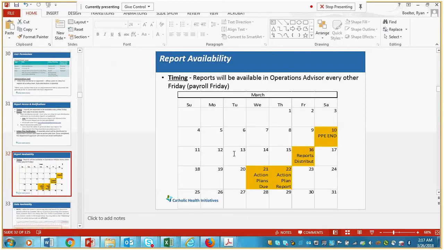So this is the timeline for FHS. Roseburg would just be a different pay period cycle, but ultimately when the pay period ends here on Saturday, reports would be out the next Friday. And so action plans would be expected to be completed within 3 business days, so the following Wednesday. And the day after that, an action plan report gets sent out to the leadership team showing all the departments that had an action plan, who's completed it, who hasn't.